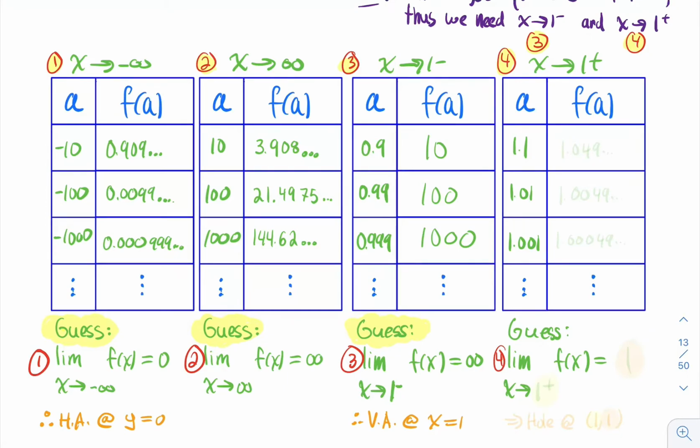And now if we're computing outputs on the right side of 1, I'm going to use the other equation. So make sure you know how to compute outputs here. This is crucial. If you can't compute the outputs, you cannot guess what's going on here. So you get 1.049, 1.0049, 1.0005. So my guess here is that on the right side of 1, I'm going to get 1. This will be kind of a tougher one, but potentially here we have a hole at 1, 1. Why 1, 1 here? The x coordinate is given by the x value where we're computing, and the y coordinate is the value of the limit that we are guessing right now.